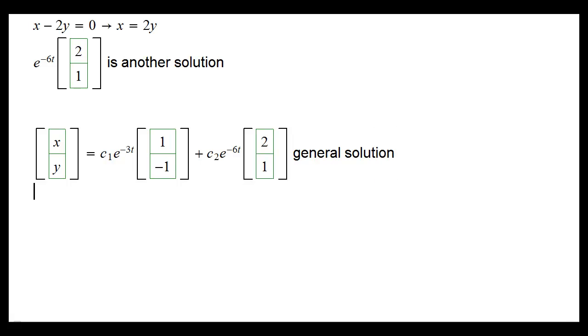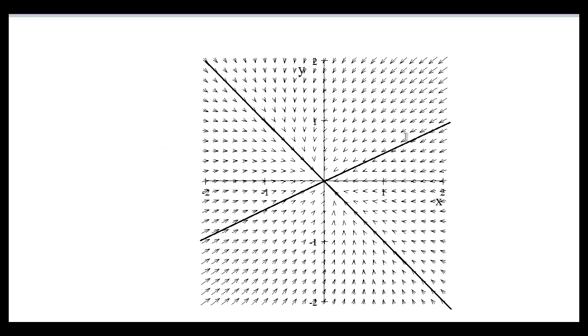Now notice this, that both the eigenvalues are negative, so the origin is going to be a sink. If they were both positive, it would have been a source, and for different signs it would have been a saddle point. Now if we look at a vector field of this system, then you can see here our straight line solution, y equals negative x, and this one is 2y equals x. All right, so let me know if you have any questions about it.